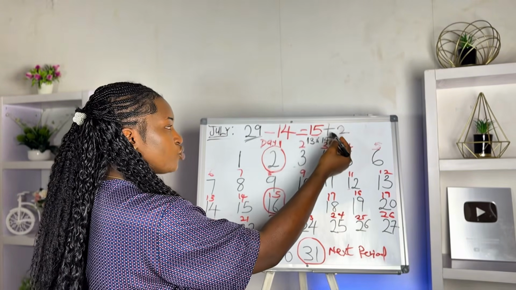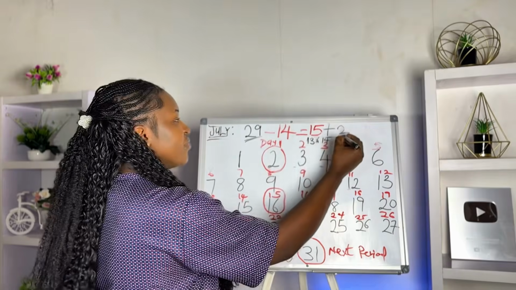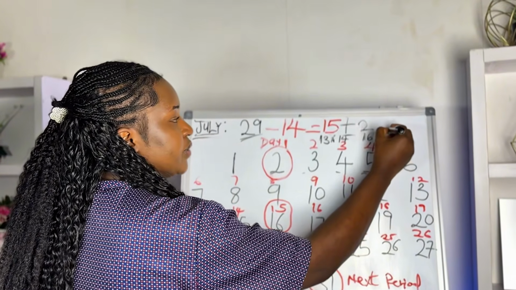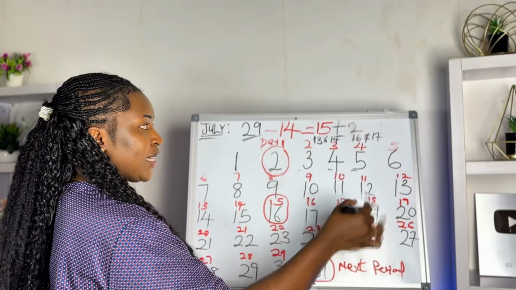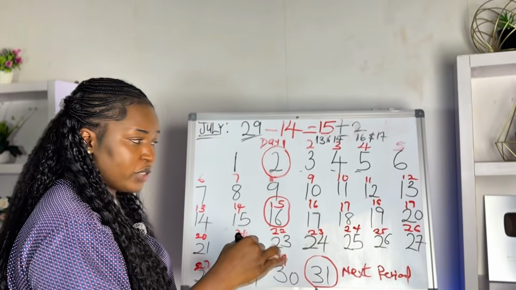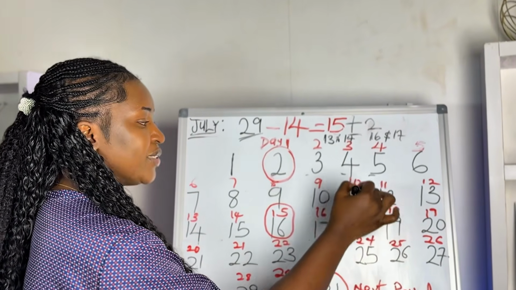Now, if we add 2 to 15, that will give us day 16 and day 17. So this means that the woman can either ovulate on day 15 of her cycle, which is her ovulation day, day 16, or day 17.